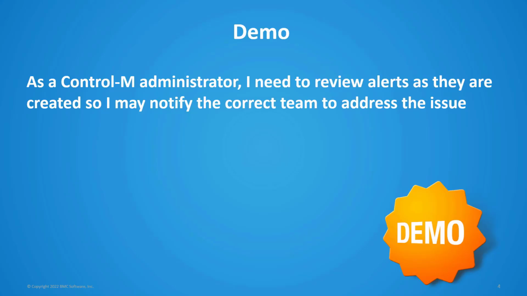As a control room administrator, I need to process alerts when they are created so I may notify the correct team to address the issue. In the WLA client, the alert screen does display new alerts as they are created, and you can review them in real time. However, this requires someone to be logged into the client and reviewing these alerts manually. There is a system parameter that you can configure to have the information in these alerts sent to a custom script. Let's go to the CCM and take a look.